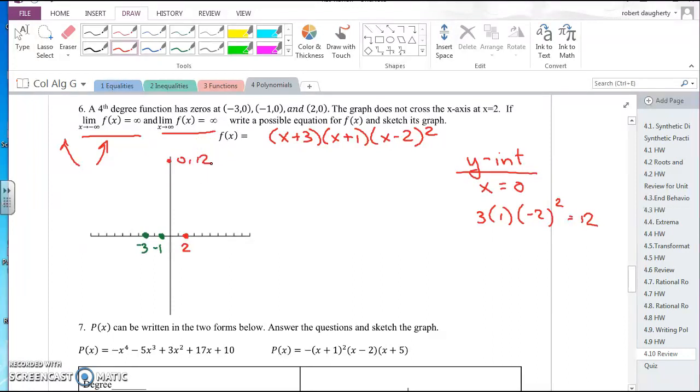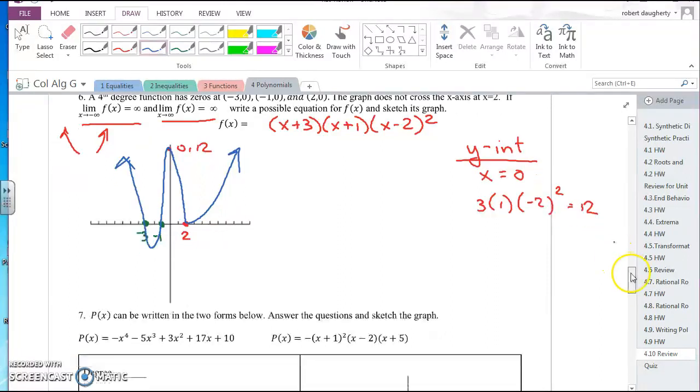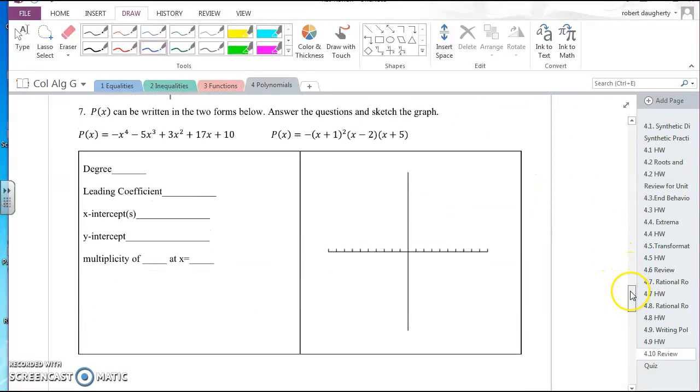So my graph is going to start up. So it's going to start up and go down. It's going to go up to this point 12. It's going to have to bounce and do this. Okay. So that's the only thing that this particular graph can do. So there, I had to use the roots, I had to use end behavior, and I had to use multiplicity to figure that one out.